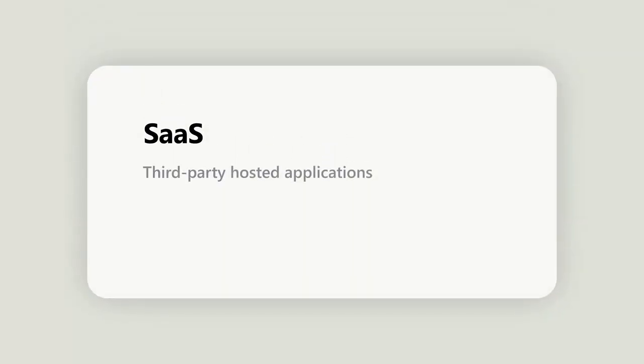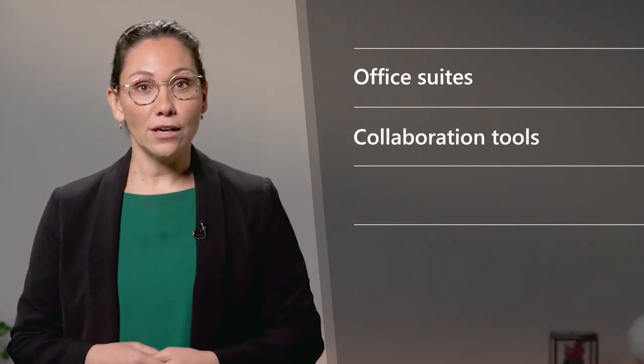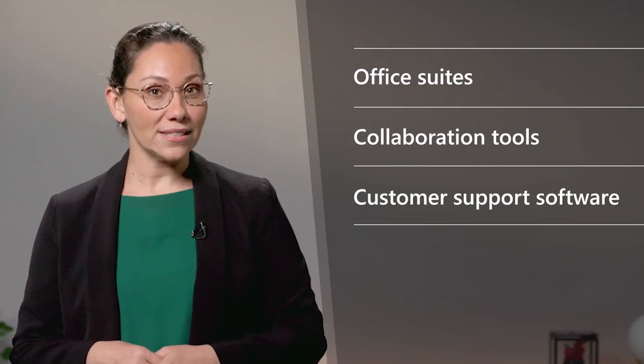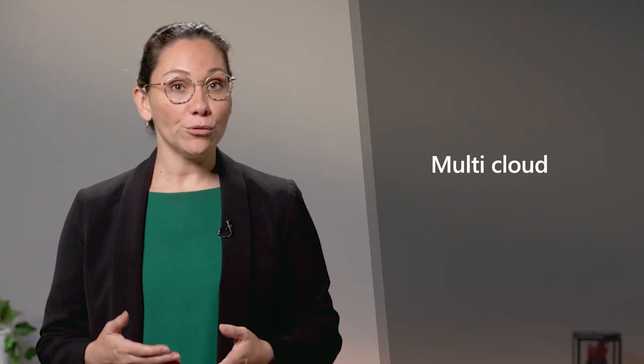Lastly, there is Software as a Service, or SaaS, a cloud computing model in which applications are hosted by a third-party provider. Within the public cloud, the enterprise can use offerings like Office productivity suites, collaboration tools, and customer support software, reducing the need for on-premises software installations and maintenance. Organizations can employ all three of these service models in a multi-cloud approach.